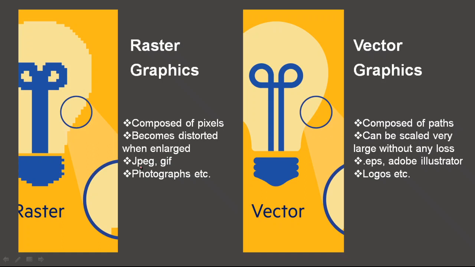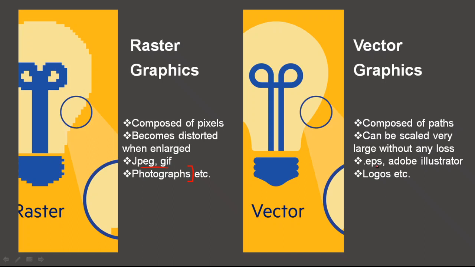There are many file formats that support raster graphics, but two of them are here, JPG and GIF. Have you seen that when you take a selfie and you enlarge it, it becomes blurry? It's because selfies are taken and stored in raster graphics. That's why when you enlarge it, it becomes distorted.